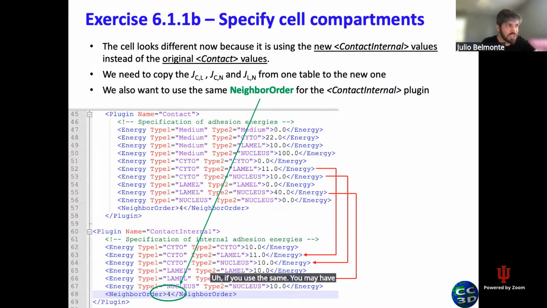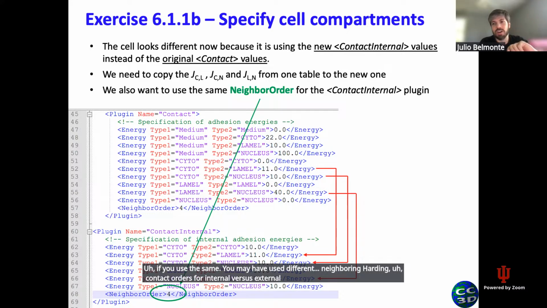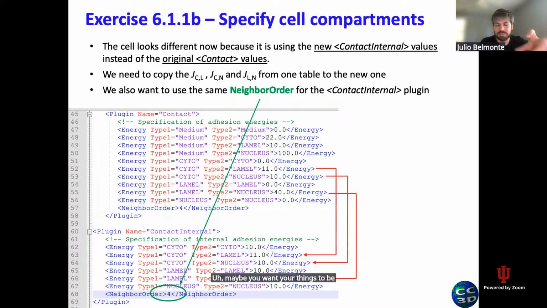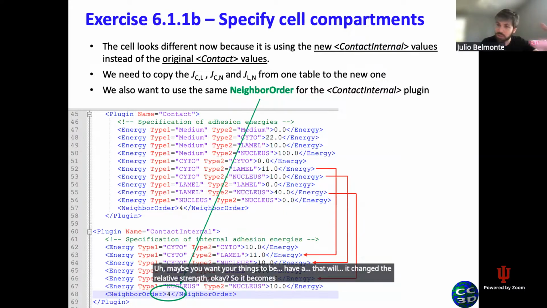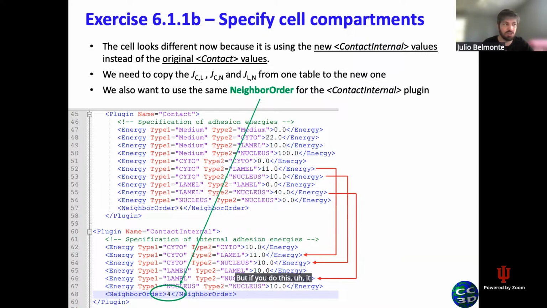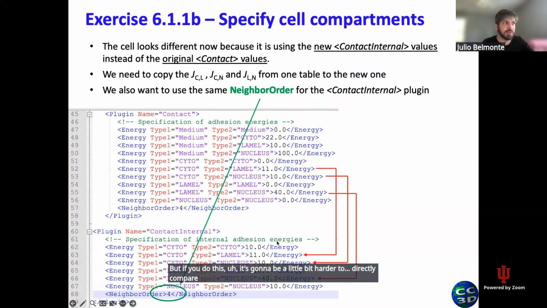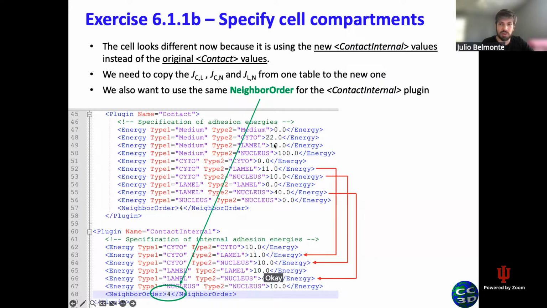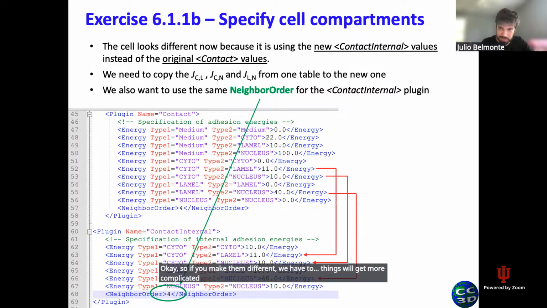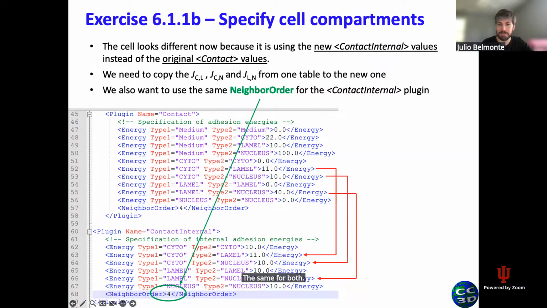You may have used different neighboring orders, contact orders, for internal versus external. Maybe you want to change the relative strength, okay? So it becomes complicated. You may want to do that. You have the ability to do that. But if you do this, it's going to be a little bit harder to directly compare what those numbers mean with what those numbers here mean, okay? So if you make them different, things will get more complicated. So I want to keep things simple. So let's just use 4 here and 4 here, the same for both. Okay.